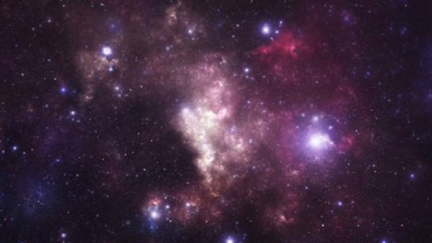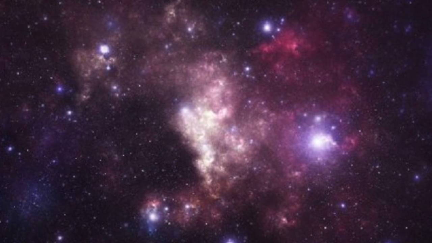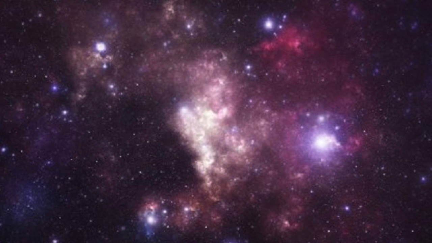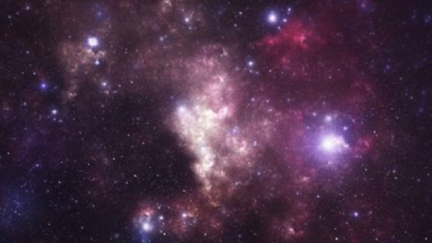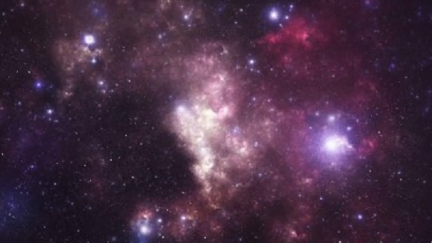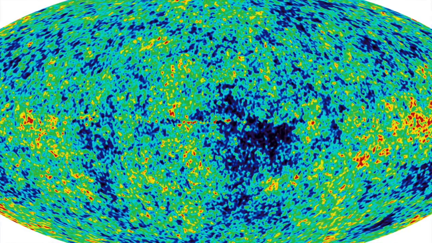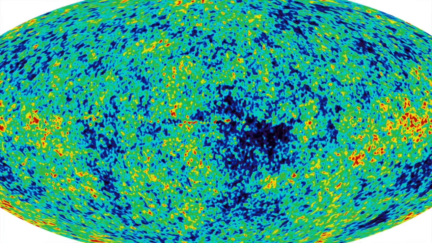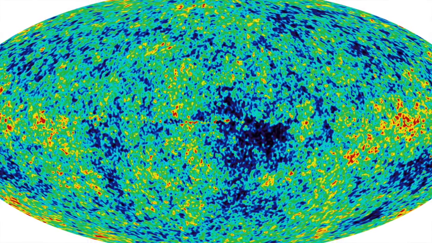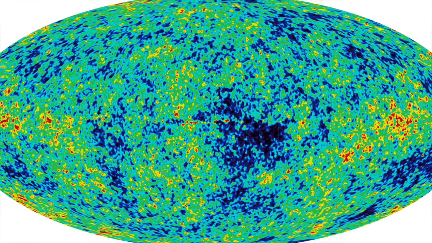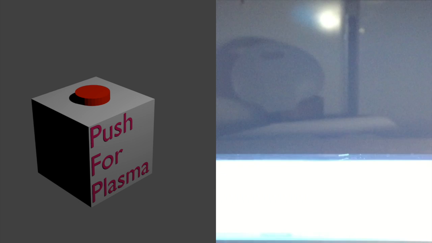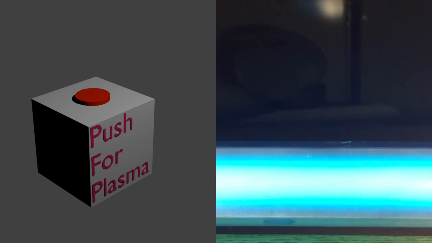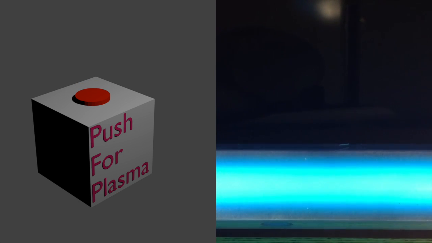Indeed, our entire universe was a giant pool of plasma for the first 370,000 years after the Big Bang, because the mass and energy of everything within it were so concentrated. This famous mapping of the cosmic microwave background radiation depicts the state of the universe at the moment this plasma collapsed and true atoms first began to form. But a controlled plasma can also be created artificially, without having to heat it up to incredibly high temperatures.